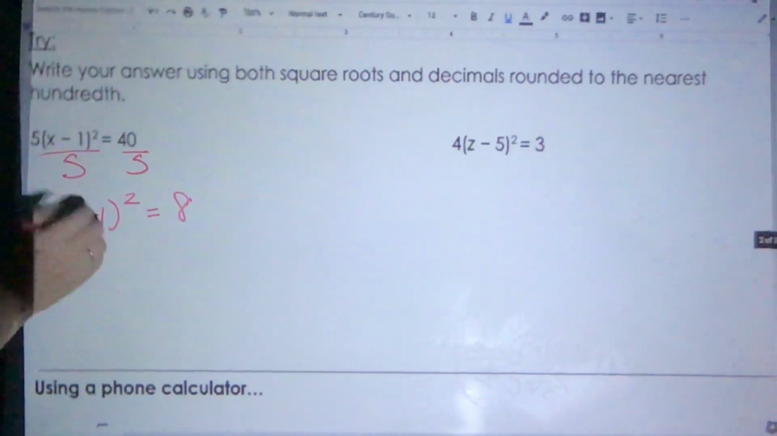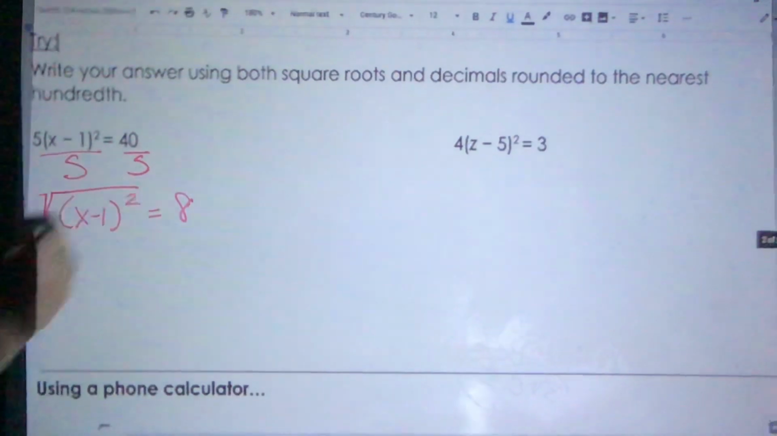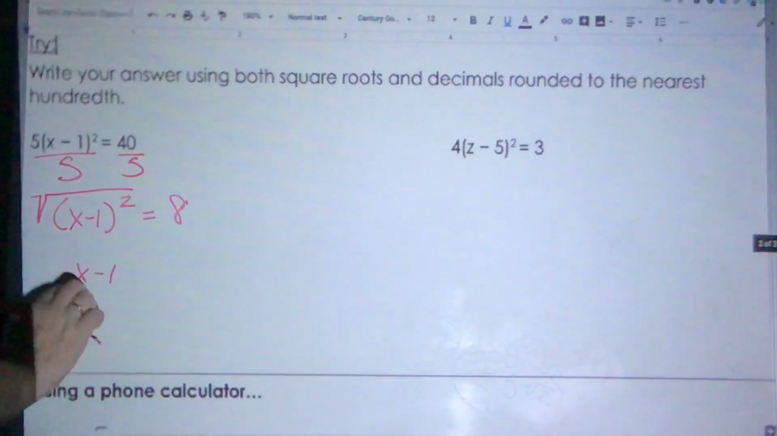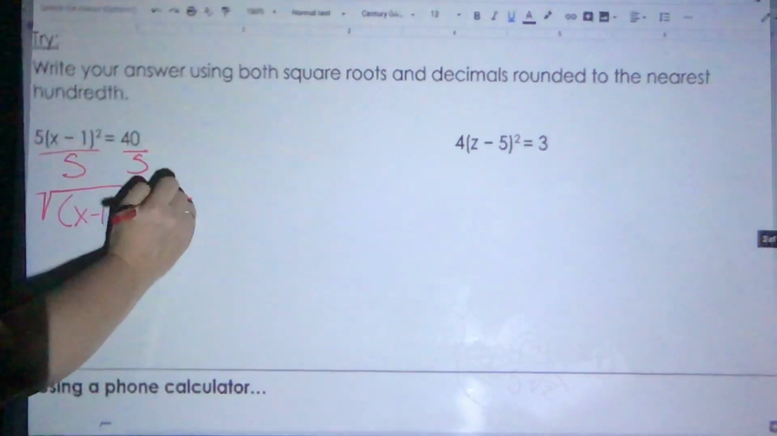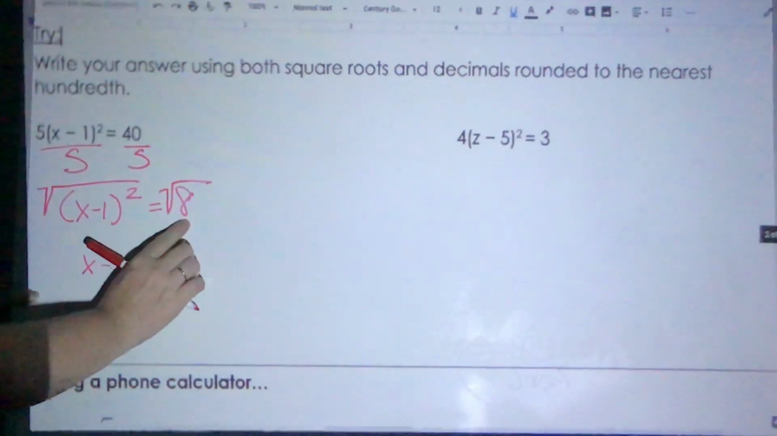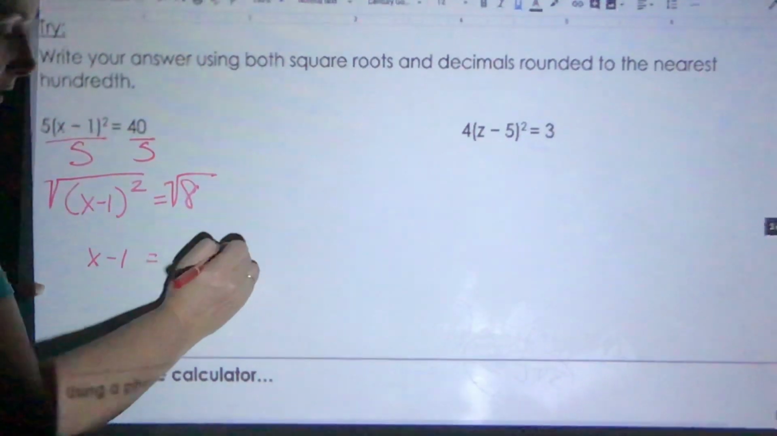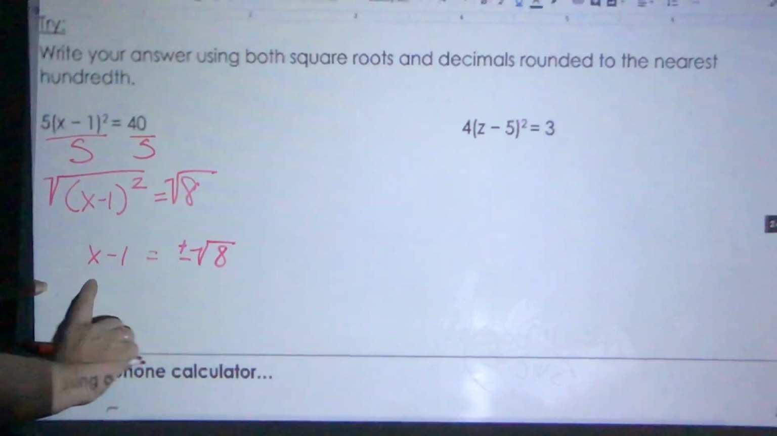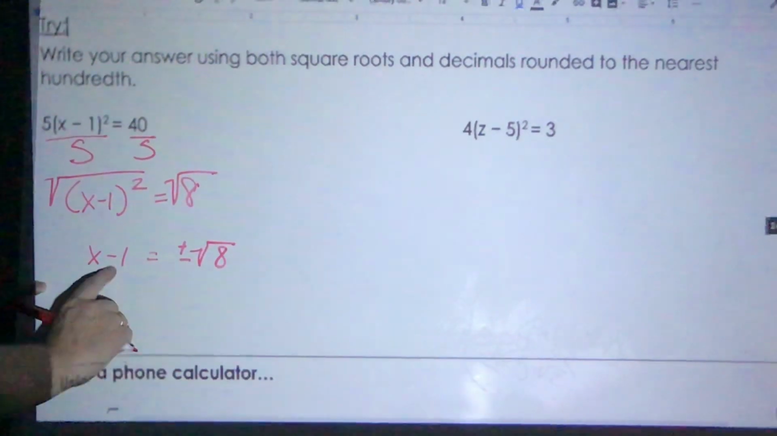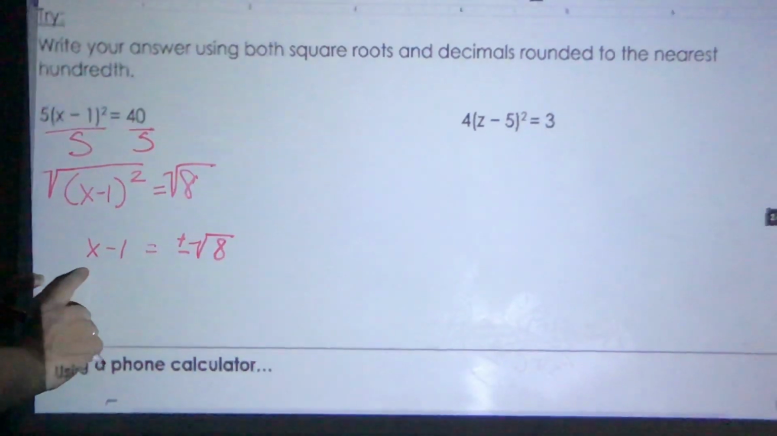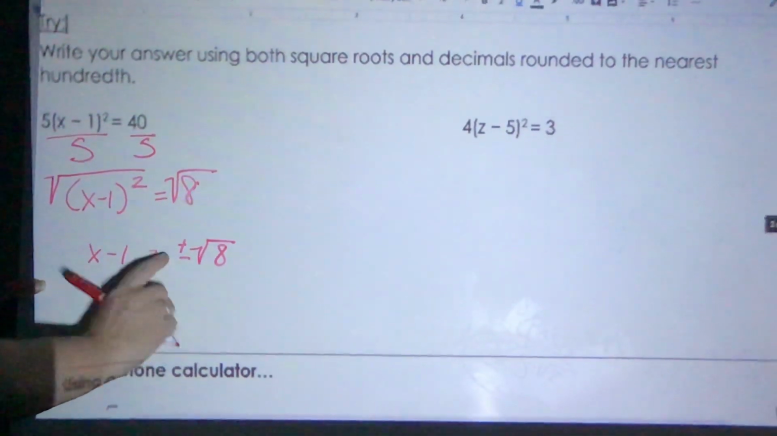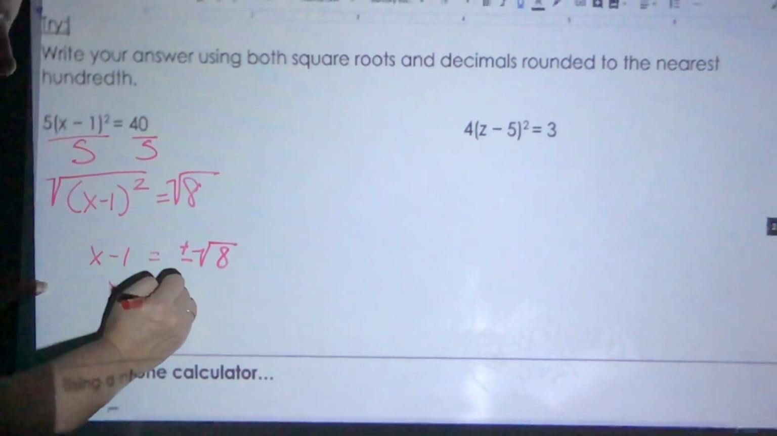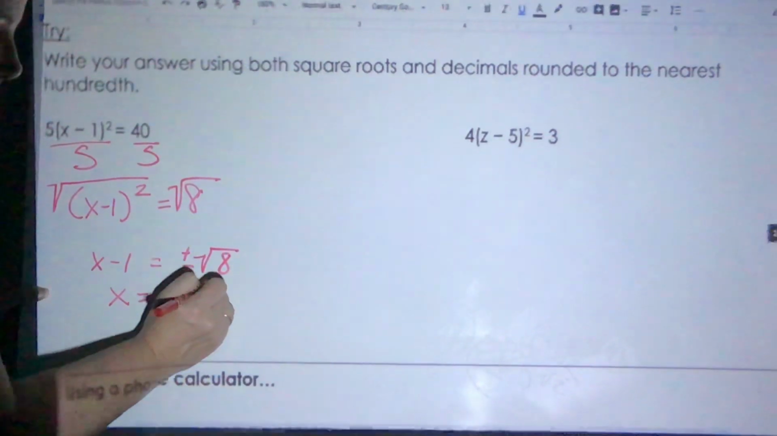Because this whole thing is being squared, I can square root this entire side, which would make it just x minus 1. So x minus 1 equals, and I have to square root the other side, positive or negative square root of 8. Right now this is where I'm at. I need to still solve this. I need to get x by itself, so I'm going to bring the 1 over as positive 1. So I will have x equals 1 plus or minus the square root of 8.